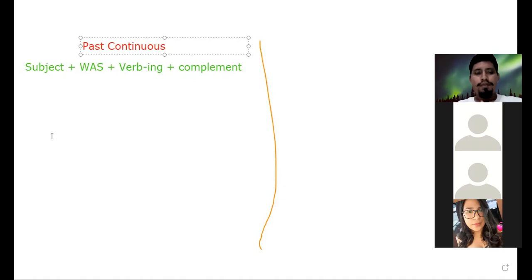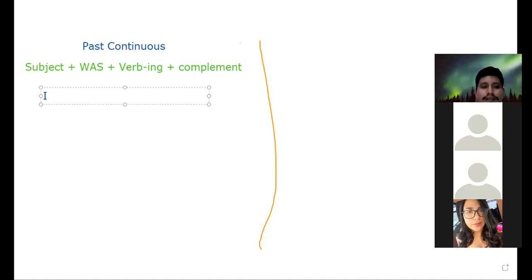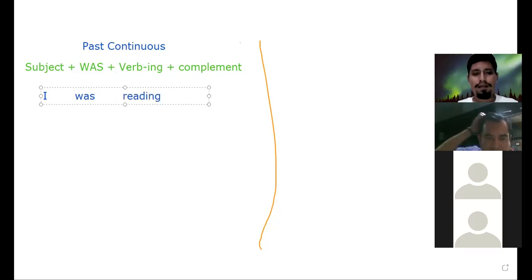In this case, we're going to try to construct a sentence. We are going to construct an affirmative sentence. Can you please tell me a subject? I. Okay, the pronoun I. What else? In this case, as it says there, we have to use was. Okay, I was. Can you tell me now a verb? Reading. Okay, reading. And also a complement. Yesterday. Okay, I was reading yesterday. Excellent.